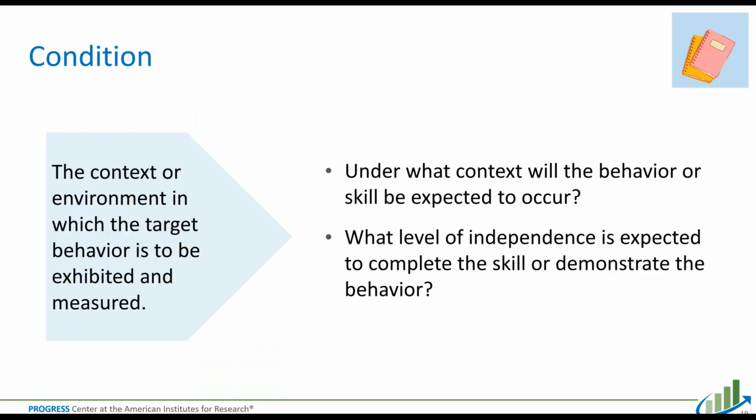The condition focuses on the context, materials, or environment in which the target behavior is exhibited and measured. When writing the condition, use clear, specific language to describe the environment under which the target behavior will be performed. Some guiding questions that can be helpful to reflect on here include, under what context will the behavior or skill be expected to occur? And what level of independence is expected to complete the skill or demonstrate the behavior? Some examples of condition statements are, when given 30 first grade sight words, when given a third grade reading passage, and with no more than 2 reminders needed.